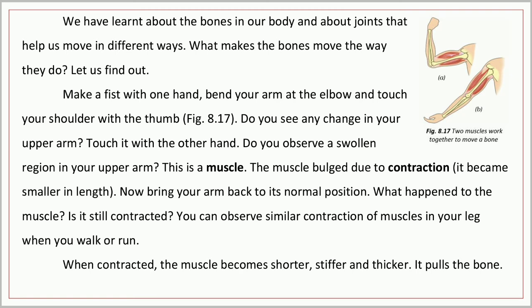Now, bring your arm back to its normal position. What happened to the muscles? Is it still contracted? You can observe similar contraction of muscle in your leg when you walk or run. When contracted, the muscle becomes shorter, stiffer, and thicker. It pulls the bone.